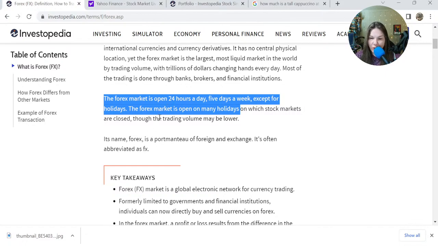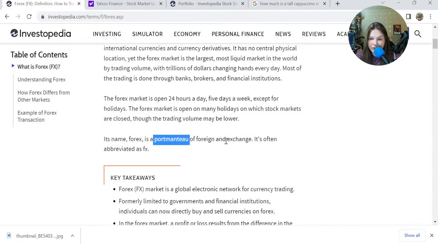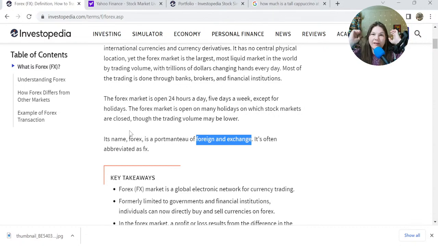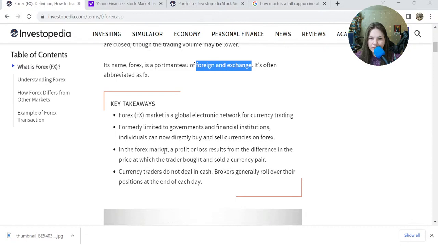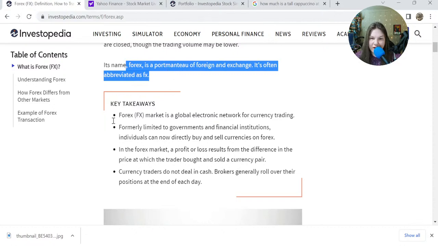Its name, Forex, is a portmanteau of foreign and exchange. You guys know what a portmanteau is? It is two words together, right? So, foreign and exchange makes Forex. It's kind of like Pokemon, which is a portmanteau of pocket monster. And then it's abbreviated as FX. That's its abbreviation, its ticker, whatever you want to call it.